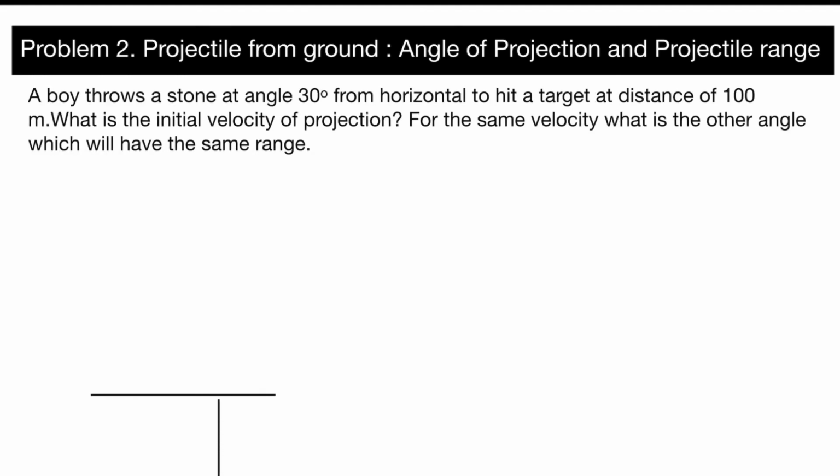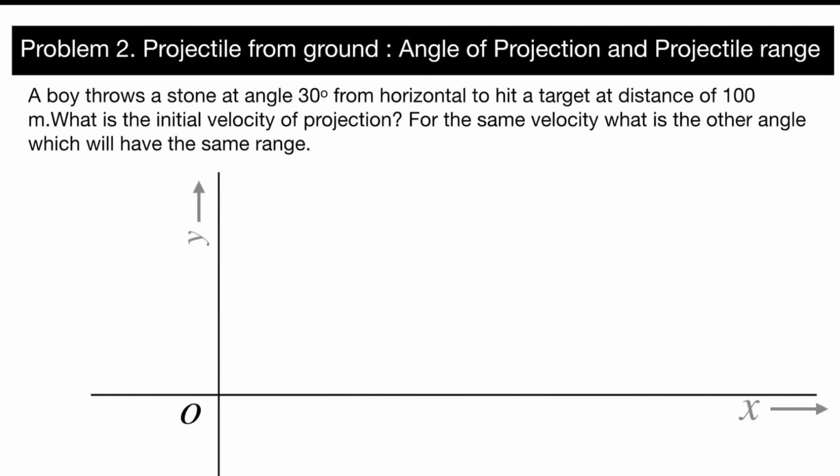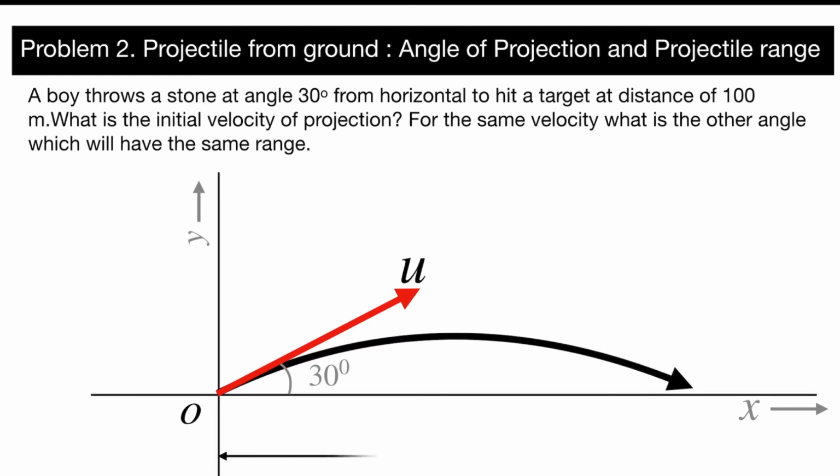Problem 2. This problem is related to angle of projection and the related projectile range. A boy throws a stone at an angle of 30 degree from the horizontal to hit a target at a distance of 100 meter. We have to find out the initial velocity of projection u.